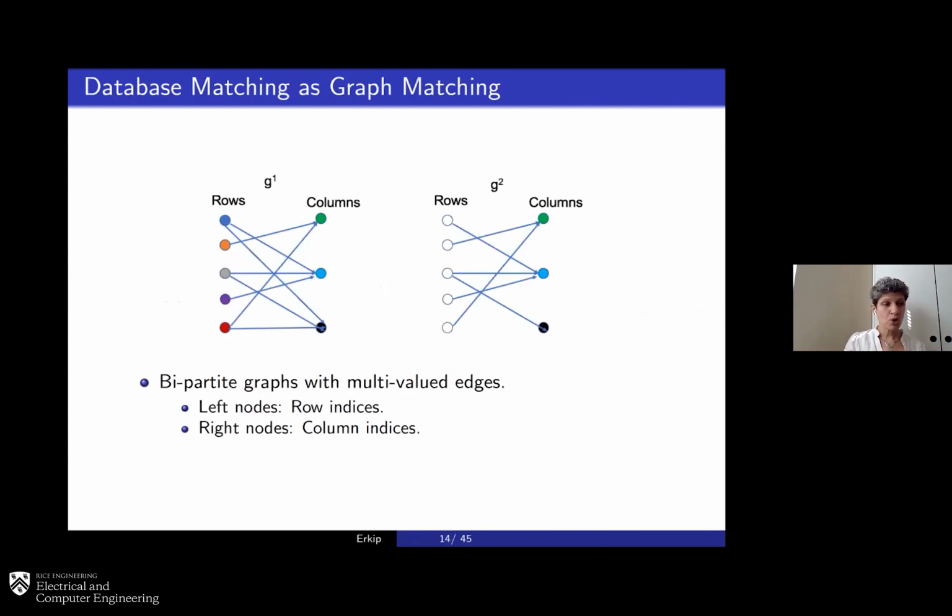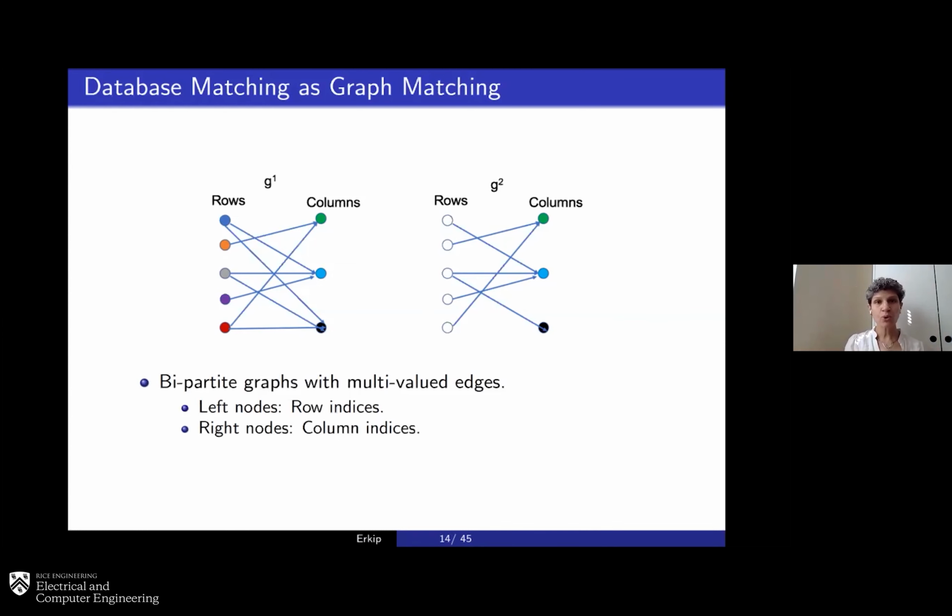Okay. So I've talked about graph matching and database matching. In fact, they're not two separate instances of matching, and database matching can be thought of as an instance of graph matching. How? So I think of a database as a matrix consisting of rows and columns, right? Each row corresponds to a particular person. The columns correspond to various attributes.